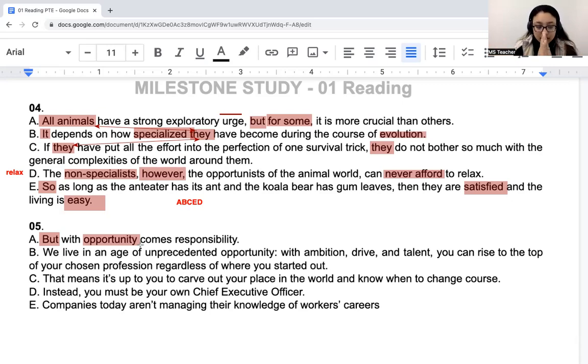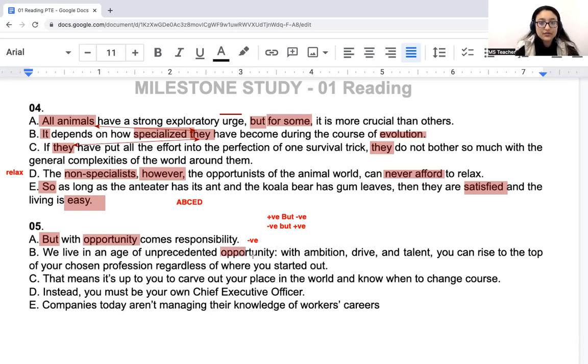So let me just rephrase everything here. If I use the word but, that means there must be a positive statement and a negative statement on either side. Okay, like that. But with opportunity comes responsibility. This is a negative statement. So we have to find something which is in a positive tone. Okay. We live in an age of unprecedented opportunity.